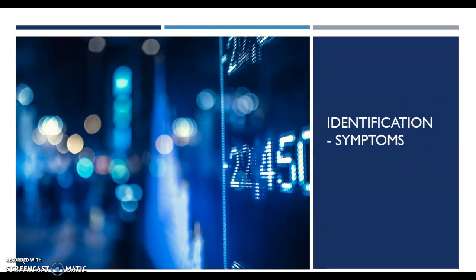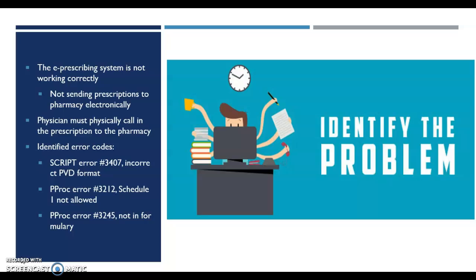I will be discussing identification now, identification of the symptoms. So these are the problems from the case study that I've identified. The e-prescribing system is not working correctly, and it is not sending prescriptions to the pharmacy electronically. The physician has to physically call in the prescription to the pharmacy, and these are the codes that are identified as causing this issue, and I have to look at these codes and try to figure out exactly why this is happening.